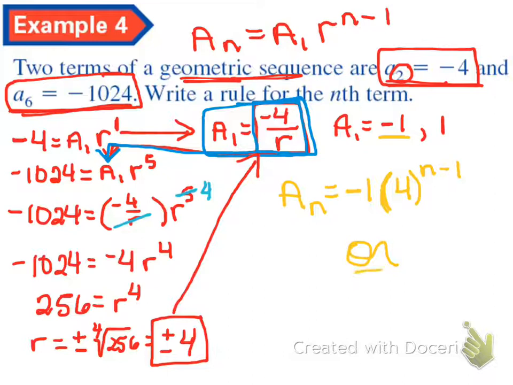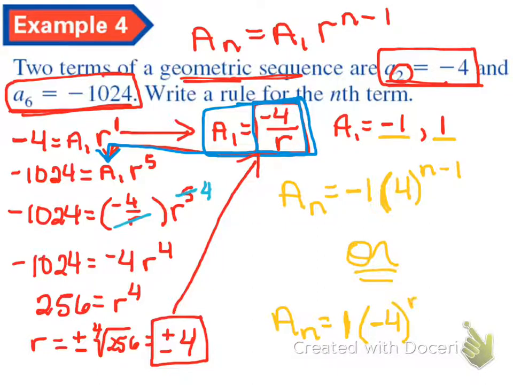Or, the rule could be any term is equal to, the other first term was a positive 1, and we got a positive 1 for the first term when the rate was a negative 4.